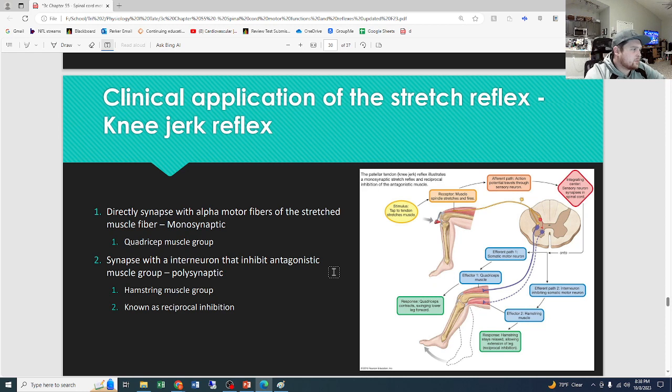So now the clinical application. The direct synapse with the alpha motor fibers of the stretched muscle fiber is monosynaptic, so the quadriceps muscle groups. Synapse with an interneuron that inhibits the antagonistic muscle group is polysynaptic, meaning the hamstring muscle group, known as reciprocal inhibition. This is our reciprocal inhibition, telling the hamstring to chill. And that is going to be a polysynaptic portion of it. The knee-jerk reflex is monosynaptic, okay?